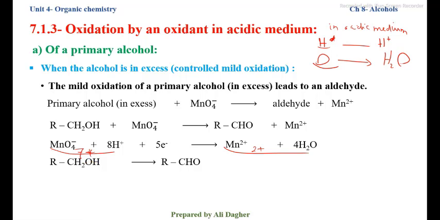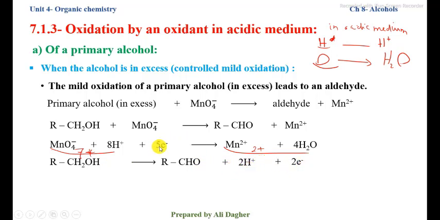We start balancing with oxygen. We have 1 oxygen and 1 oxygen, balanced. Next, hydrogen: we have 2 and 1, 3 hydrogen in reactants. In the product, we have 1 hydrogen, so we should add 2 H+ in the product to balance hydrogen. Now, charge in the reactant is 0, in the product 2+, so we need to add 2 electrons to balance the charge.